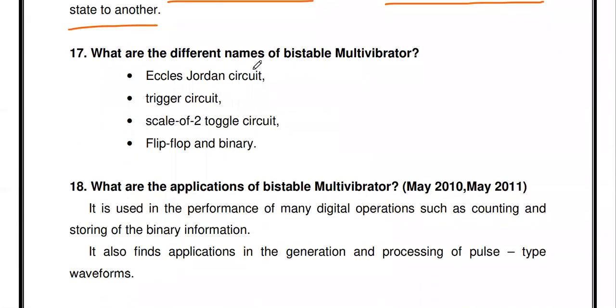Then, what are the different names of the bistable multivibrator? It's called the Eccles-Jordan circuit, trigger circuit, scale of two, toggle circuit, flip-flop, and binary circuit. These are all the other names of the bistable multivibrator.